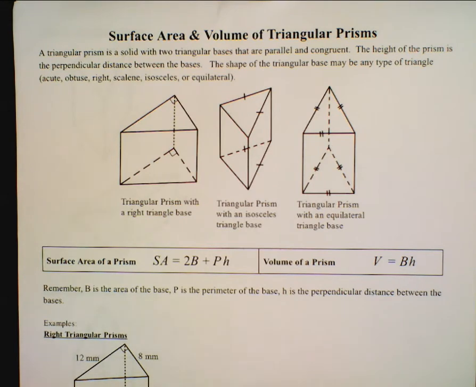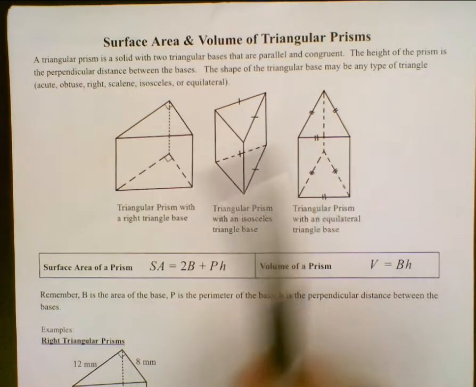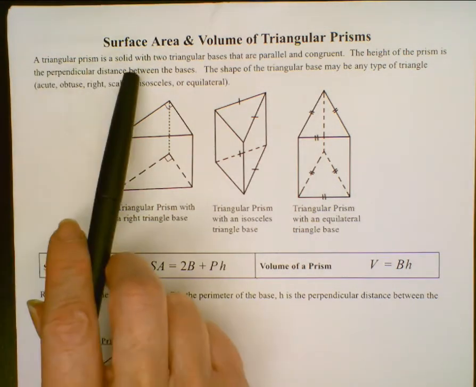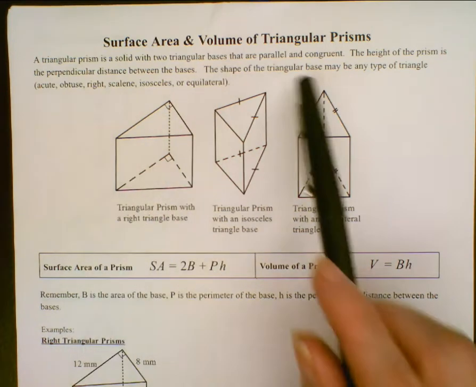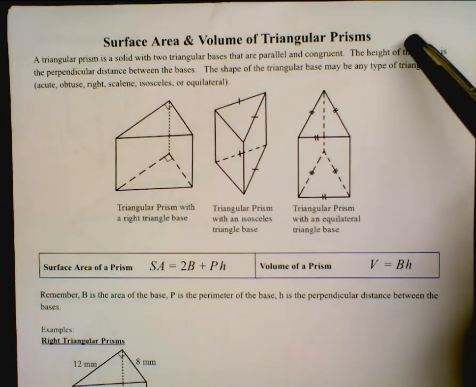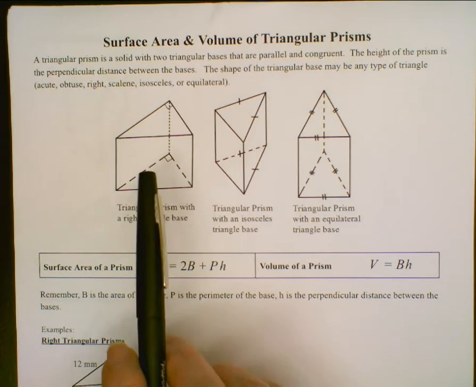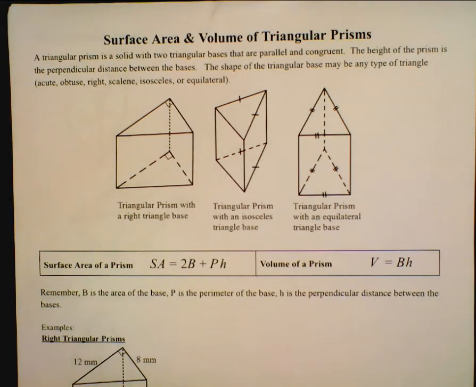For that reason, and the way that we've got the examples split up here in the notes, I'm going to be dividing this into a series of 3 videos, one for each of these particular types of prisms. So in general, a triangular prism is a solid with 2 triangular bases that are parallel and congruent. The height of the prism is the perpendicular distance between the bases. The shape of the triangular base may be any type of triangle: acute, obtuse, right, scalene, isosceles, or equilateral. And as we've said, we are going to be focusing on these 3 particular types of triangular bases.